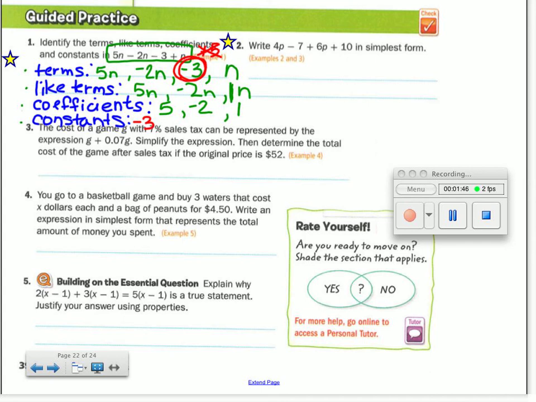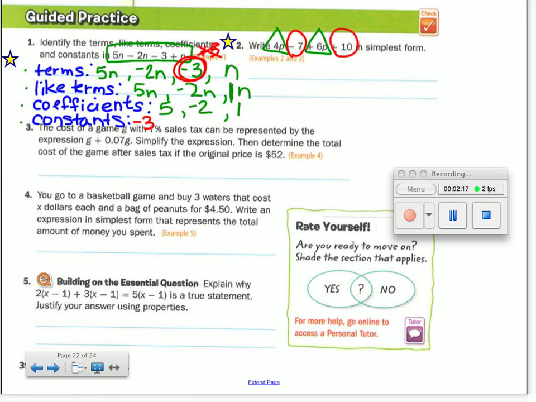For number 2, what we talked about in class is we put a triangle around the 4p, and then we go through the rest of our expression. Are there any other p's to the first power? Yes. Positive 6p. Okay, so that is a like term, so I'm going to put that one in a triangle. Then let's go on to the minus 7 or negative 7. Are there any other constants that would match this? Yes? Positive 10. Good, positive 10 or plus 10.